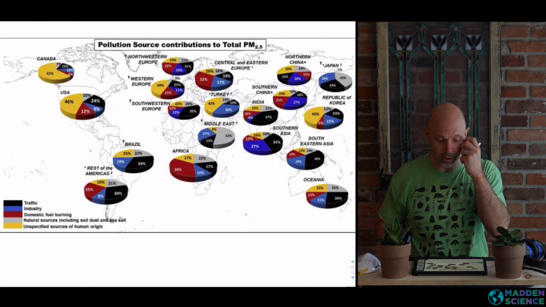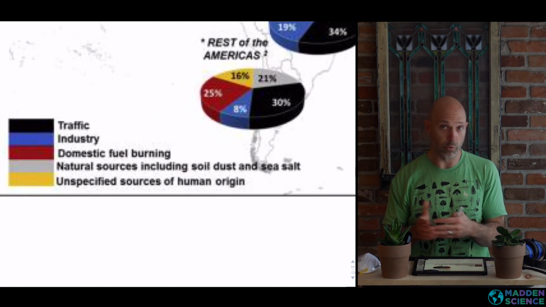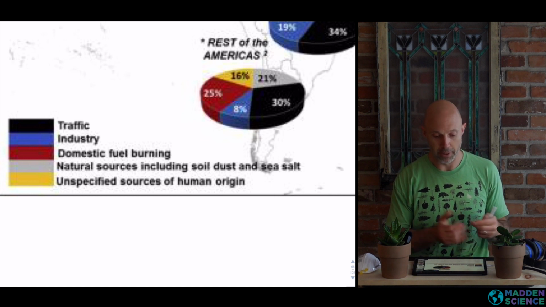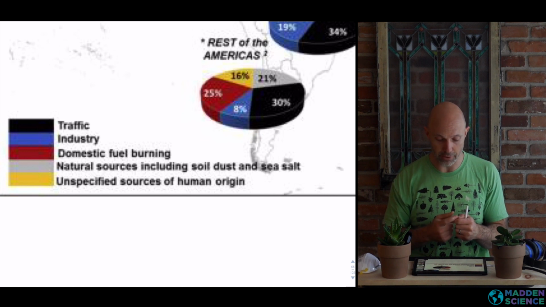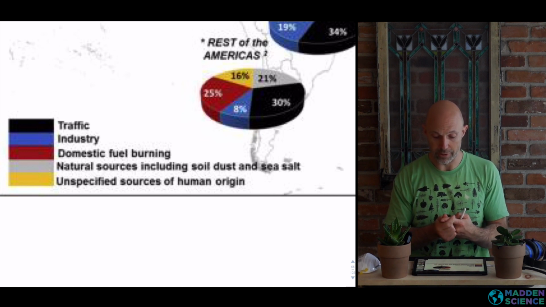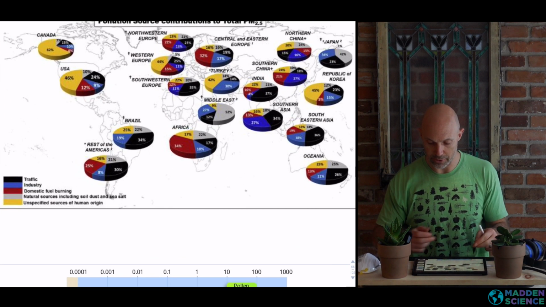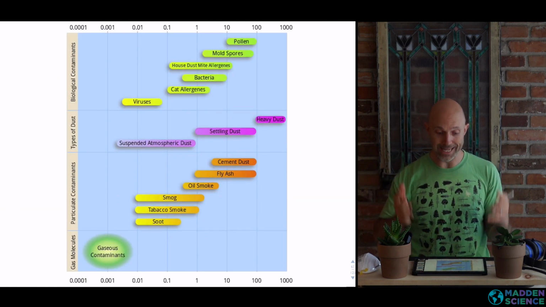Here you can see around the world a little bit blurry, but if we zoom in over here, it's showing you sources. Where is the particulate matter coming from? Traffic, industry, domestic fuel burning, we're coming back to that in a few minutes. Natural sources like soil dust, which we saw in the Sahara, or sea salt, and then unspecified. So that's pretty interesting. Shows you also particulate size and what it is.